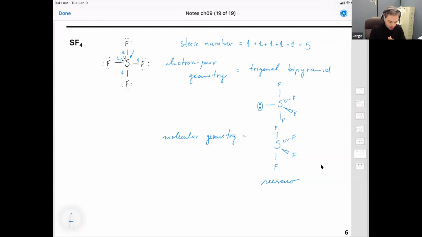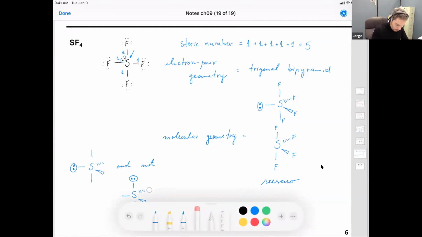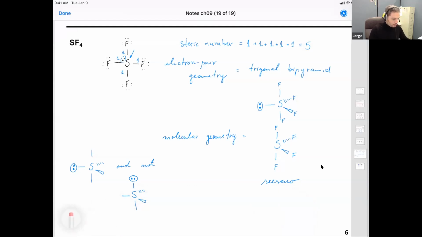So the question I want you to think about for this case: why is the non-bonding pair in this position and not in this position over here? Why do we have the lone pair in the plane and not pointing up? You don't need to answer me now, but think about that.